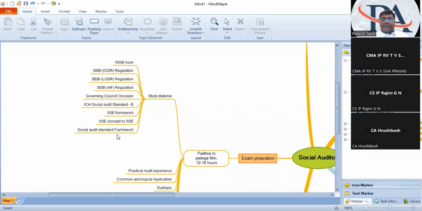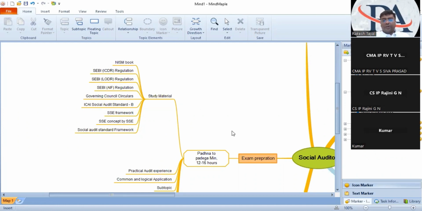Then the social audit standard framework. This is also issued by the ICAI. You have to go with this. So first you should complete all the others, which is the study of 6 to 7 hours. Then if you have the time, go for the social audit standards, 16 standards issued by the ICAI. Else these are not required.